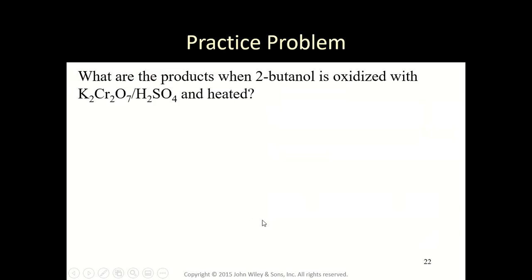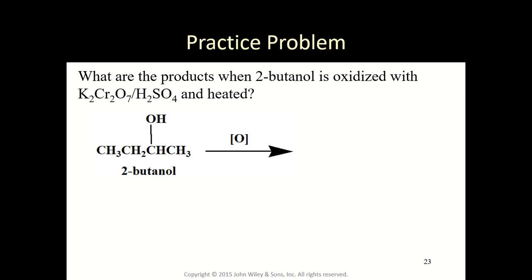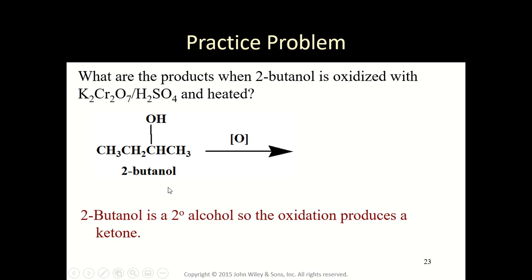What are the products when 2-butanol is oxidized and heated? So 2-butanol. Question I'm asking, you're going to have to draw it out. Is it primary, secondary, tertiary? There it is right there. That carbon right there is secondary, and it's in the middle there. So therefore now you're looking at a ketone. Butanone.